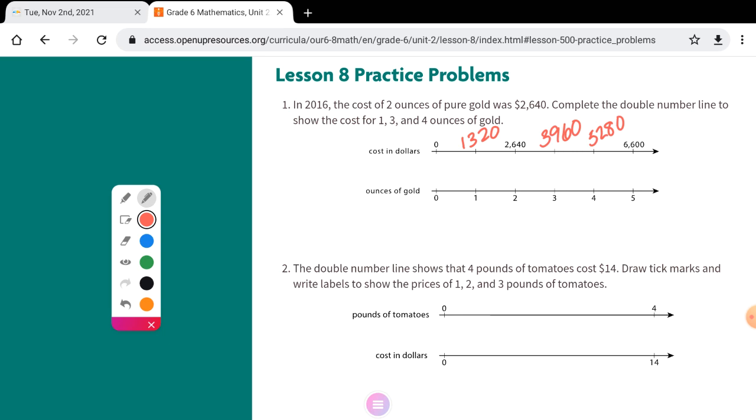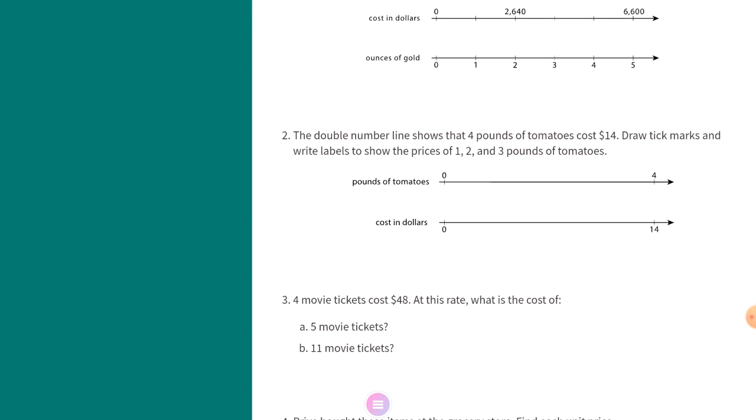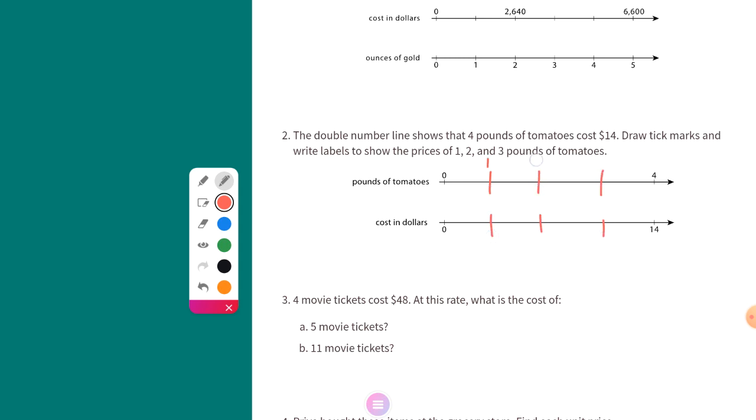Okay, number 2. It gave us the price, $14 for 4 tomatoes, and told us to add in tick marks for 1, 2, and 3. So 1, 2, 3. Peyton, which one did you fill in first? Okay, but which dollar amount did you fill in first? For 1 pound, the unit price? Okay, how much was it for 1 pound?